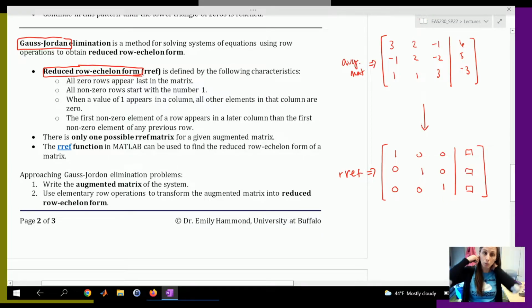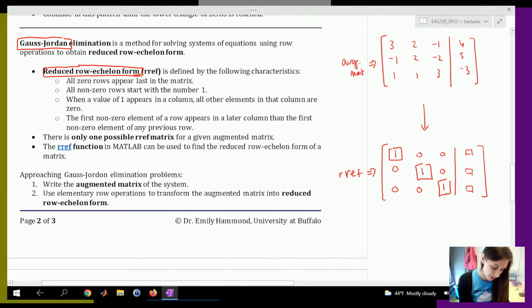Reduced Row Echelon Form is defined by the following characteristics. All zero rows appear last in the matrix. So once again, if we have rows of zeros, they're at the end, just like with REF. All non-zero rows start with the number 1. So if I have numbers in my rows, the first number is going to be 1.